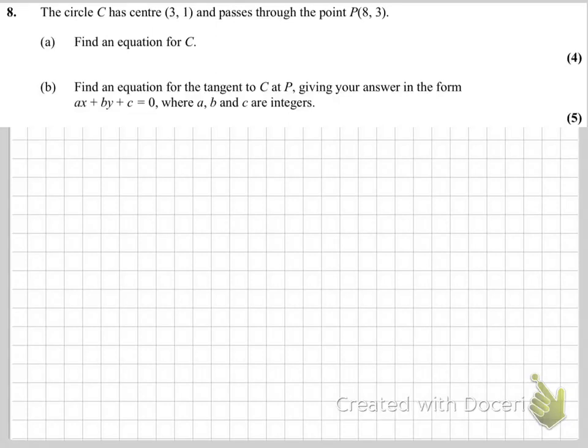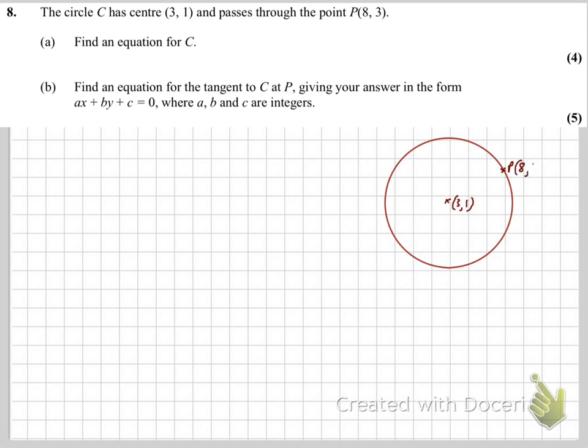Question 8, and this is about circles. We're given the circle's centre and a point that it passes through. I recommend a diagram, so sketch a circle, mark on the centre, and then put point P anywhere on the circle, but it makes sense, given the numbers of the coordinates, to put it up to the top right.